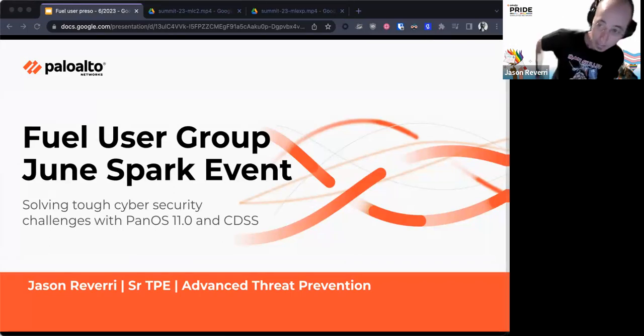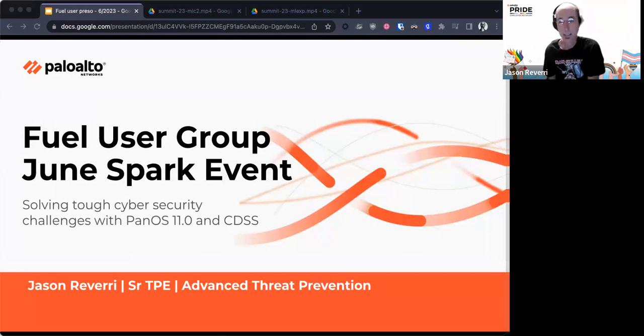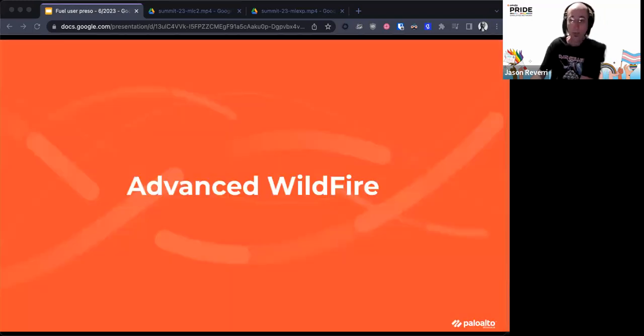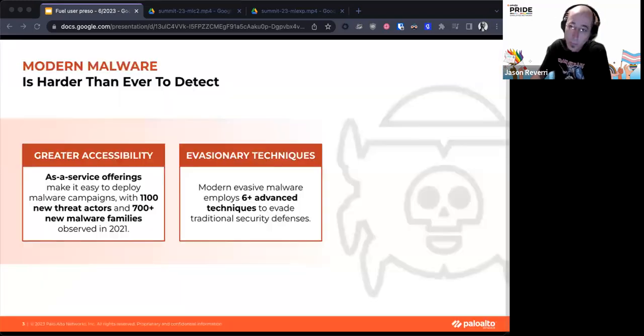So as Katie mentioned, I'm Jason Riveri, and today we're going to chat about two new exciting features focusing on security within PanOS 11. Specifically, advanced Wildfire and improvements to advanced threat prevention. So we'll go through the new features included in these services, as well as get into some very technical details on how they work. So let's start with advanced Wildfire.